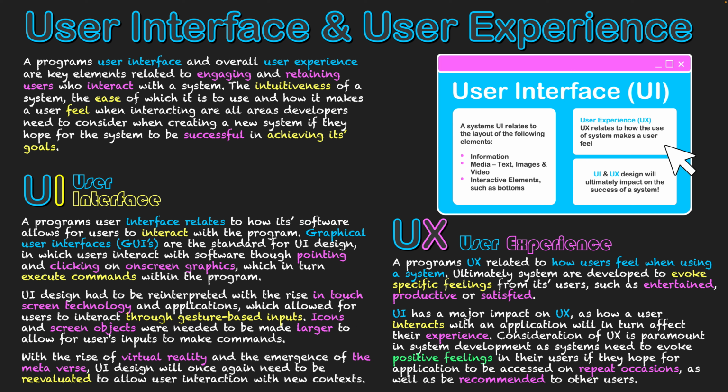this system. UI has a major impact on UX, as how a user interacts with an application will in turn affect their experience. So, what they're doing and how they're getting around, basically that's going to affect how they feel when using the system, and you want a real intuitive feeling when using the system so that the user feels satisfied and they're doing what they set out to achieve, once again linking to the system's purpose. Consideration of UX is paramount in a system's development, as systems need to evoke that positive feeling in their users if they hope for an application to be accessed on repeat occasions so the user keeps coming back to the system, as well as be recommended to other users by the user so good word spreads and more people adopt the use of the system.